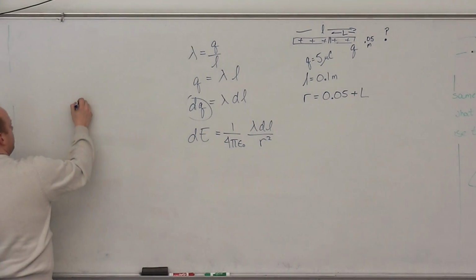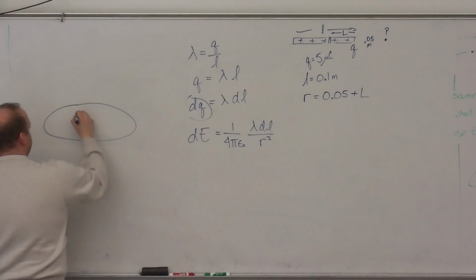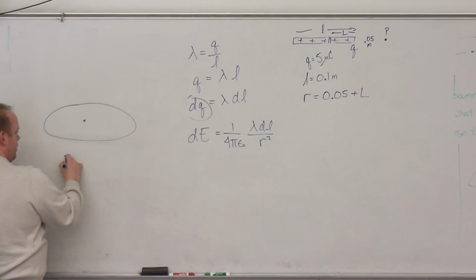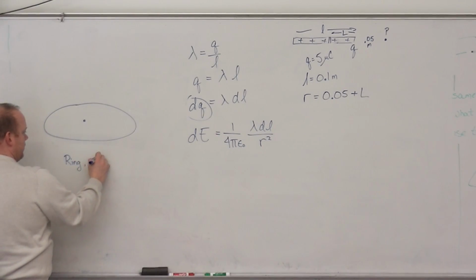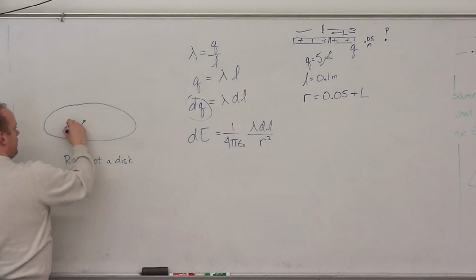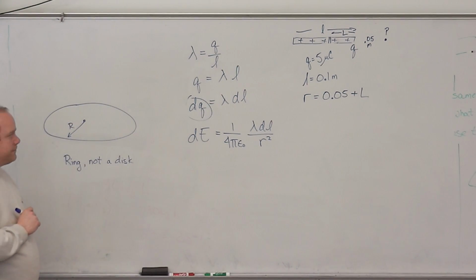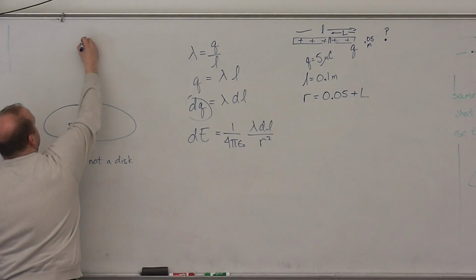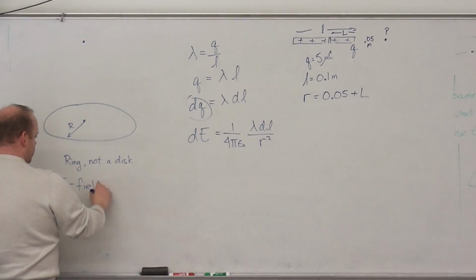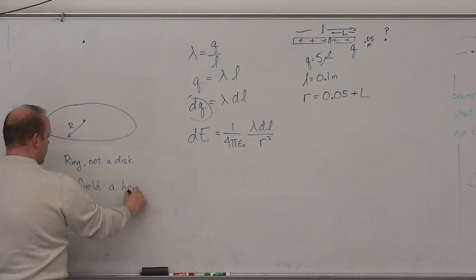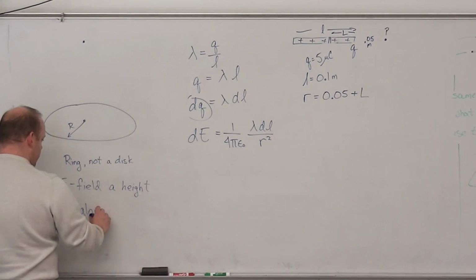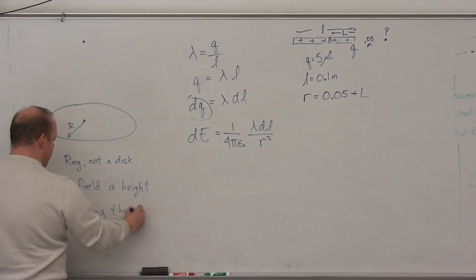So now let's take a look at this. Let's just say that I have a ring of charge. Okay, this is a ring, not a disk. This has a radius r. I want the electric field, the height z along the central axis.